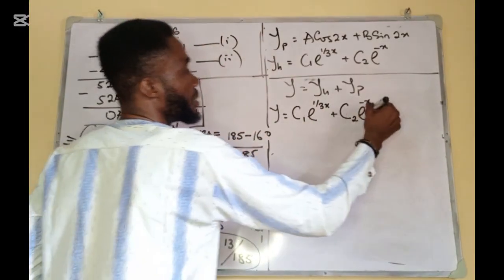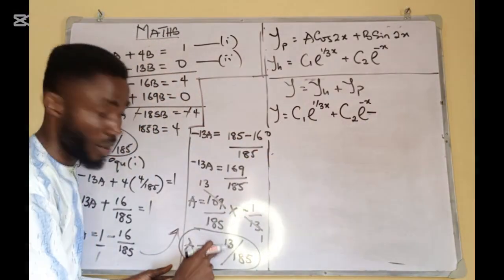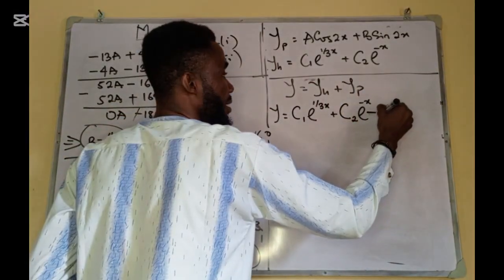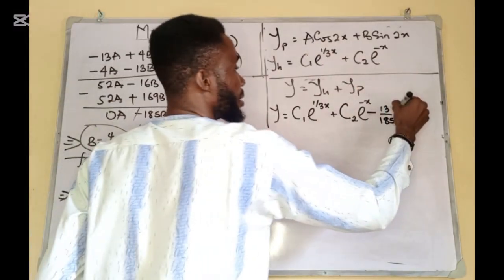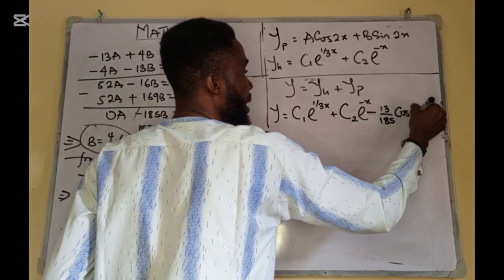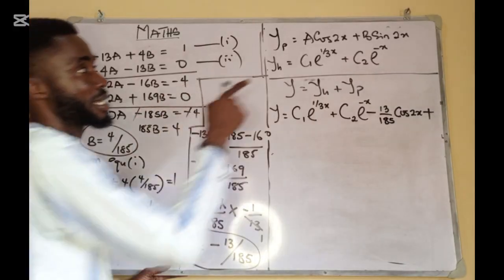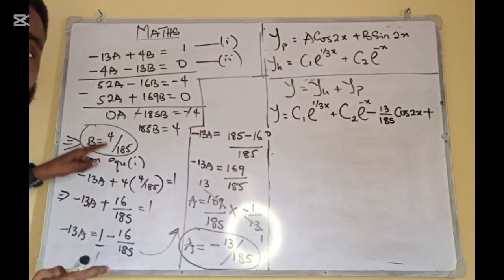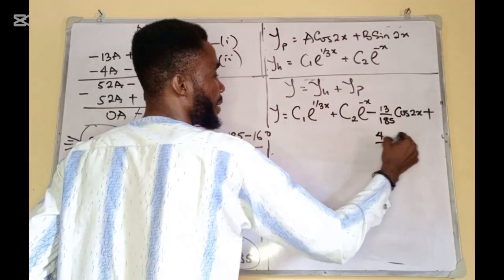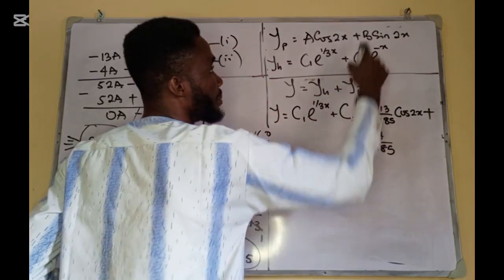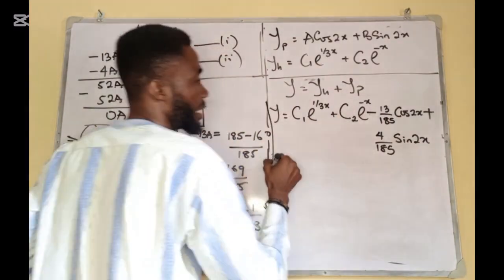So I now have here minus the value of a. 13 over 185. I have 13 over 185, but I have here cos 2x plus, what's the value of my b? My b becomes, b is what? 4 over 185. So b becomes plus 4 divided by what? 185. But what? Sine 2x.